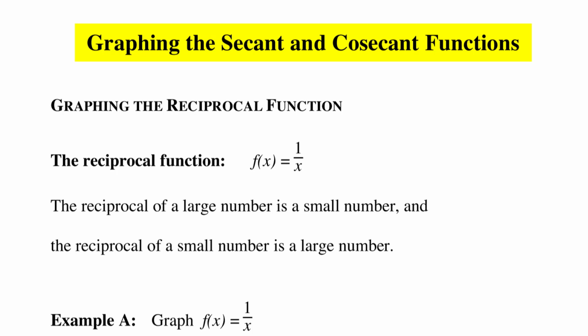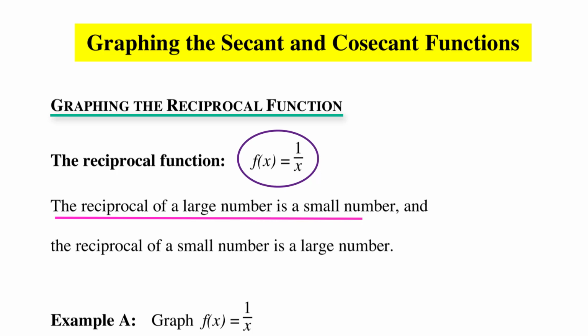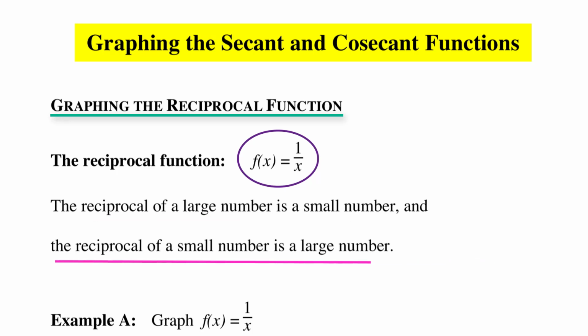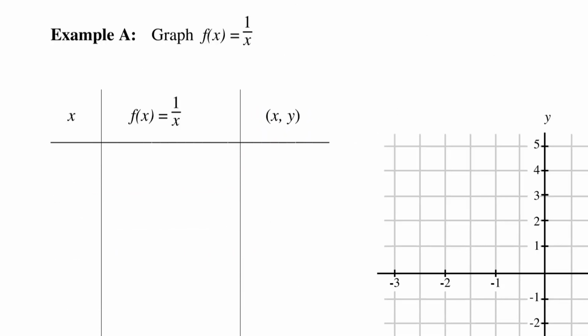I'm talking to you today about graphing the secant and cosecant functions. We're going to start by talking about the reciprocal functions in general. F of x equals 1 over x. That's called the reciprocal function. Notice it says here that the reciprocal of a large number is a small number, and the reciprocal of a small number is a large number. I think that makes sense.